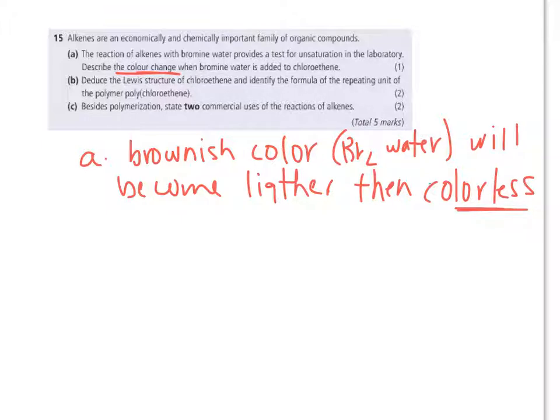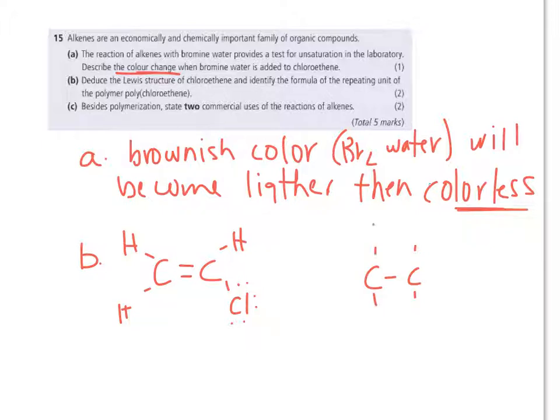B says deduce the Lewis structure of chloroethene and identify the formula of the repeating unit of the polymer polychloroethene. So chloroethene, since it's not dichloroethene, I know I have just 2 carbons. They're double bonded, that's what makes it ethene. And then there's going to be 3 hydrogens and just 1 chlorine on it. So there would be my structure, and because it's a Lewis structure, I should also include the lone pairs, because it didn't say structural formula, it said the Lewis structure. And then identify the formula of the repeating unit. So this is where I redraw this with a single bond, the 3 hydrogens and the chlorine, and then I have to show the open bond on each end. And oftentimes this is put in brackets.